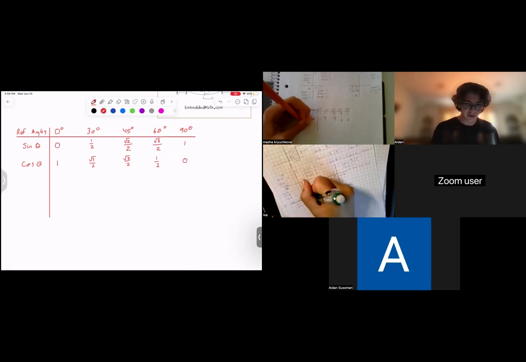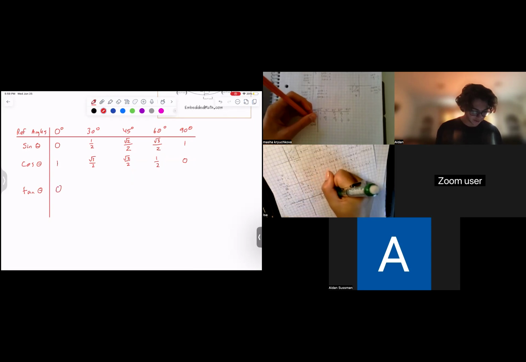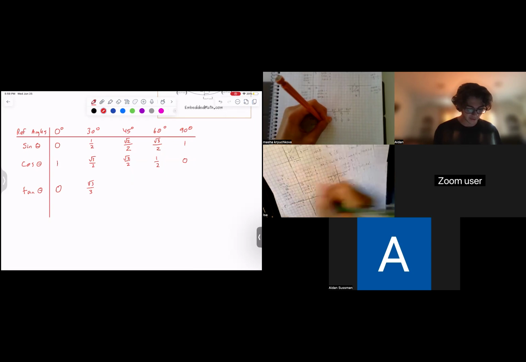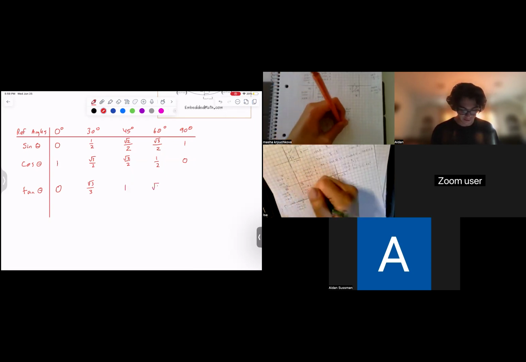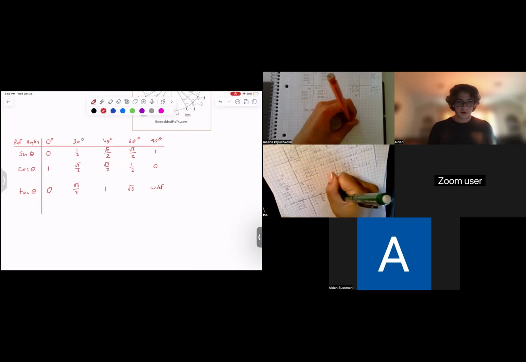The very last one that we need to talk about is tangent. And tangent we know is 0 at 0, square root of 3 over 3 at 30 degrees, 1 at 45 degrees, square root of 3 at 60 degrees, and it's undefined at 90 degrees. All right.